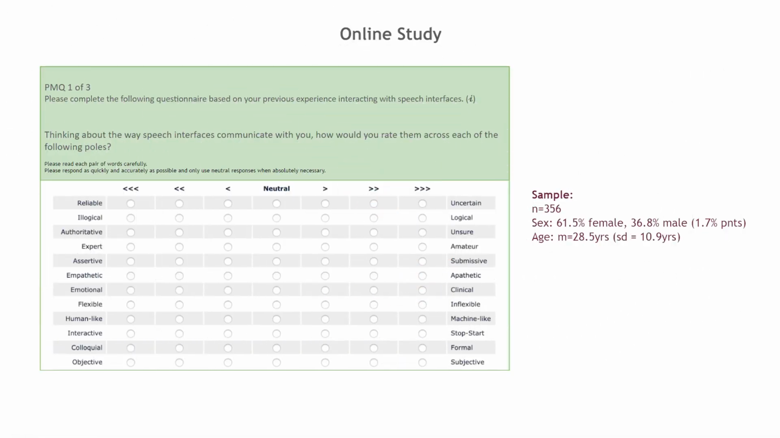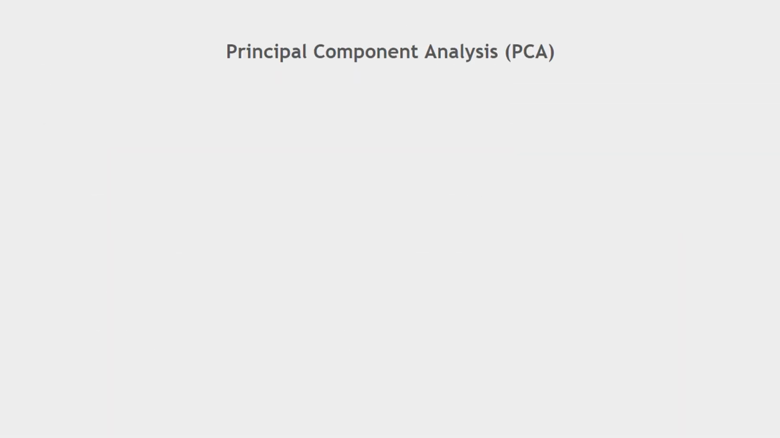Remaining word pairs were then presented to speech interface users, asking them to rate their preferred speech agent across each of the indices using a 7-point semantic differential scale. We then used principal component analysis, or PCA, to analyse the responses.